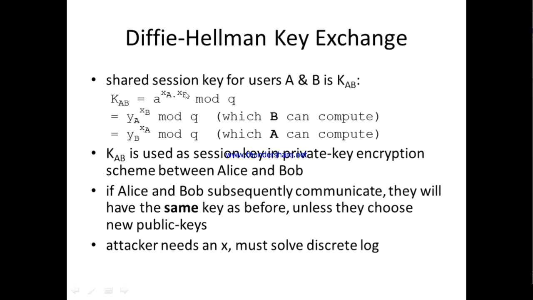So what is happening: XA is chosen at A, that is secret. XB is chosen at B, that is secret. YA is computed at A and given to B, and YB is computed at B and given to A. Then they are going to calculate KAB. KAB is YA power XB mod Q. YA is from A, and XB is at B. And YB is given by B and XA is at A, so YB power XA mod Q. Like this they are going to generate the secret key.